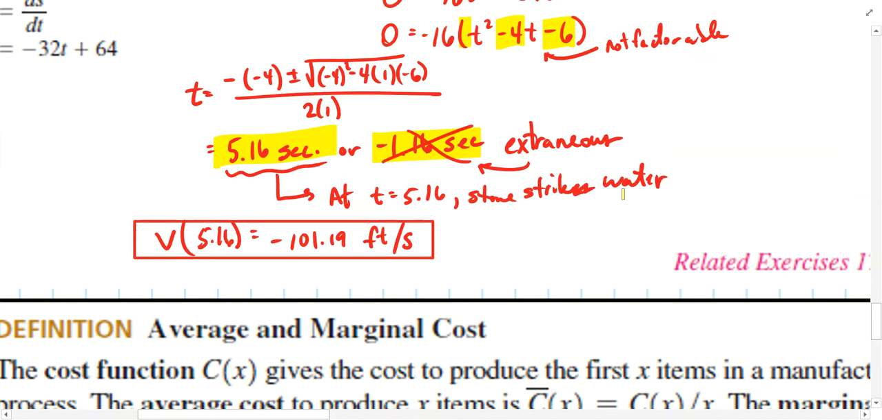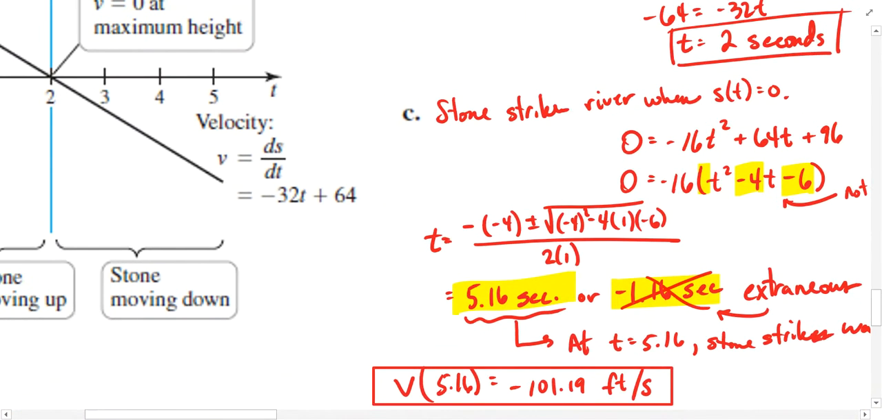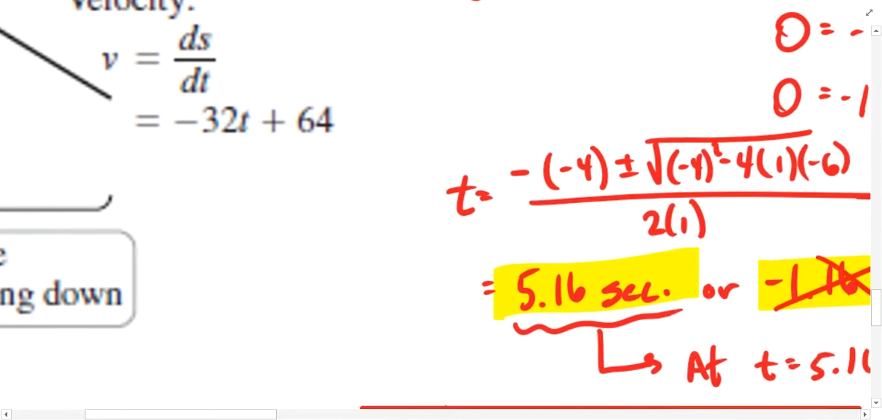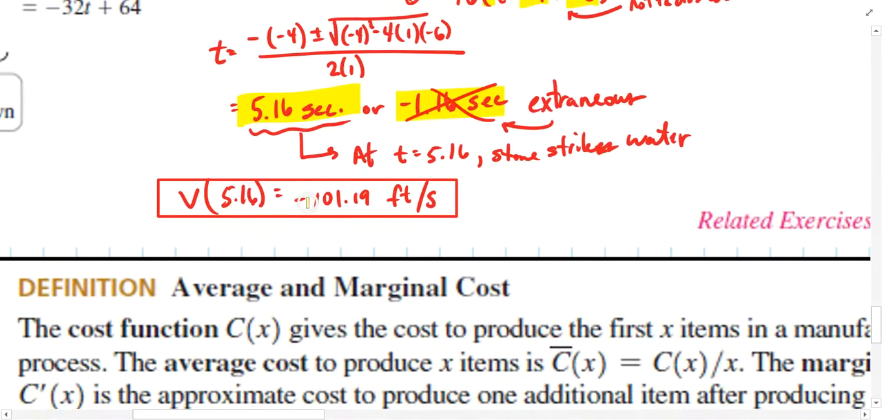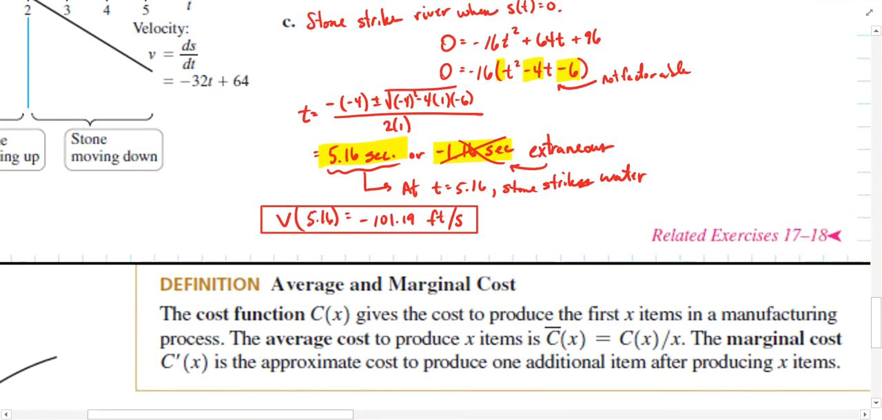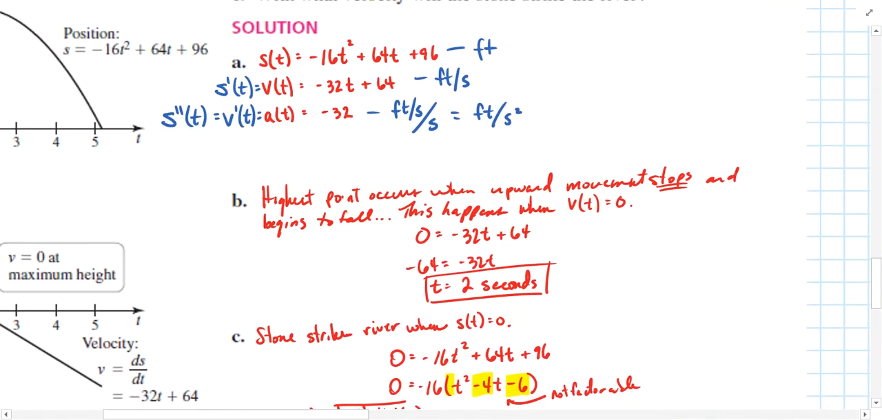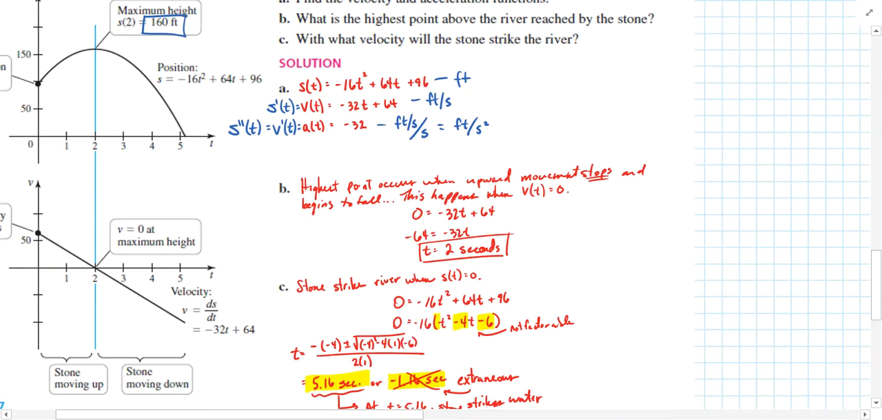But the question is asking with what velocity does the stone strike the water? So I'm going to take this t value, time of 5.16, and substitute it into my velocity function. And when I substitute 5.16 into this velocity function, negative 32t plus 64, then we see that the stone struck the river at 101.19 feet per second. So lots of things going on with this particular example. Computing the derivatives wasn't all that challenging, but interpreting the derivatives and recognizing what they mean is pretty important.